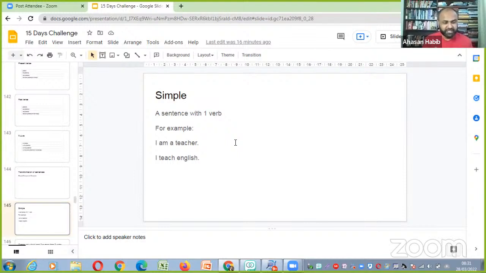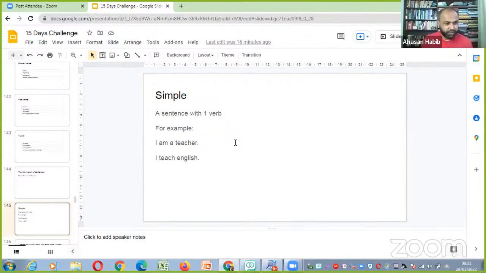Do you understand? If you understand simple sentences, please type in the chat box "simple." So যেই sentence একটা verb দিয়ে শুরু হয় সেটাই simple sentence. Please type in the chat box. I'm a teacher, I teach English. This is the simple sentence. If you understand the structure of a simple sentence, please type in the chat box "simple." Okay.